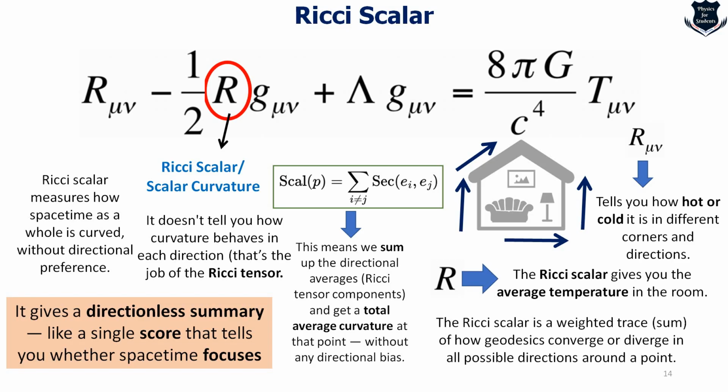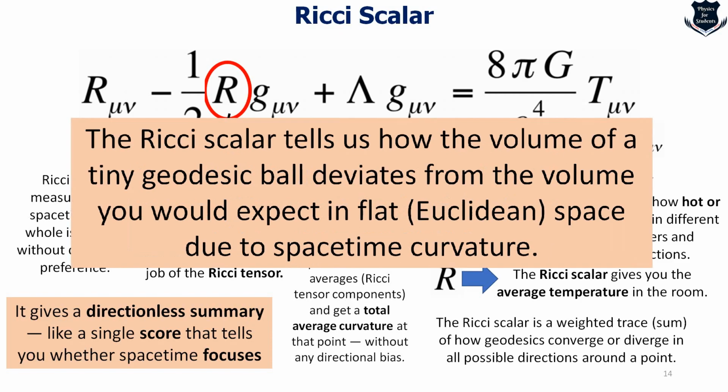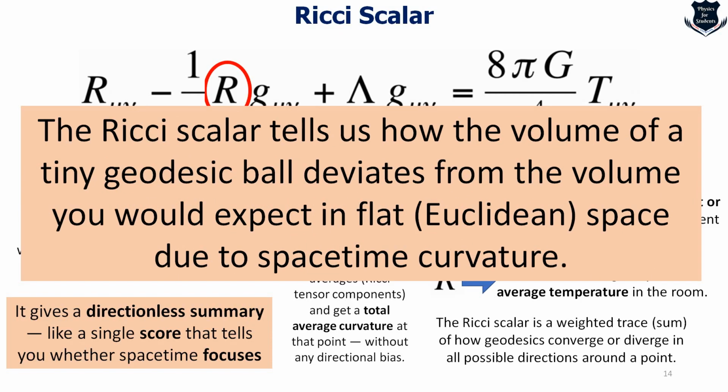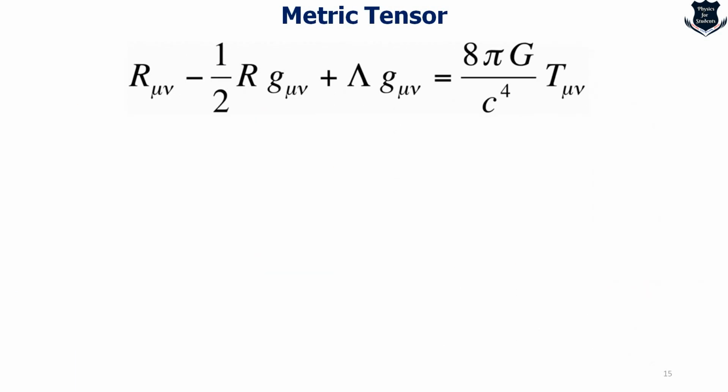That means overall how the curvature is in a manifold of a space-time, and this is what the Ricci scalar talks about. So the Ricci scalar actually tells how the volume of a tiny geodesic ball deviates from the volume you could expect in Euclidean space.